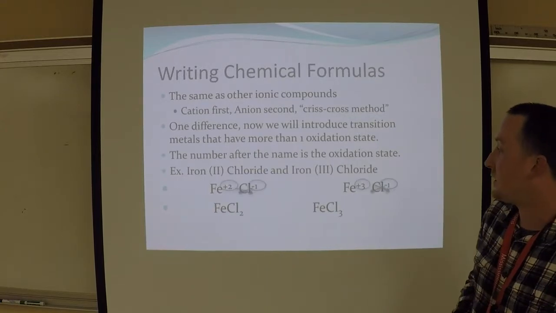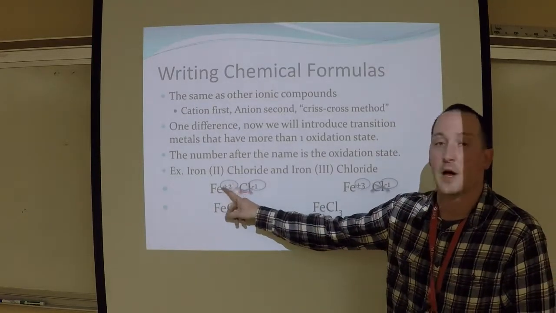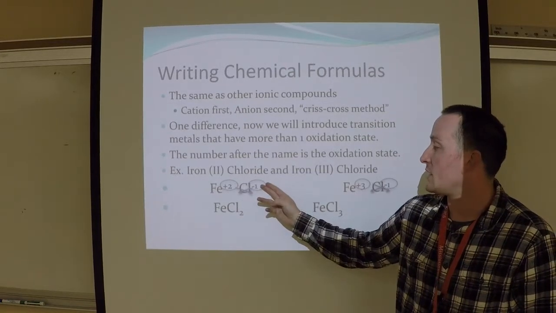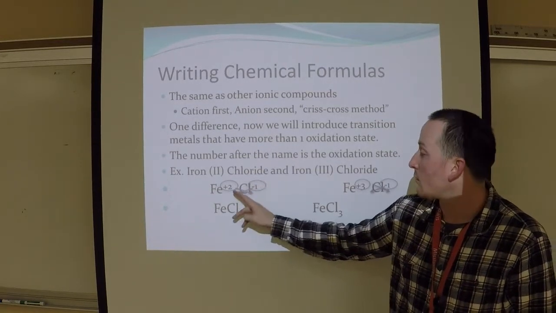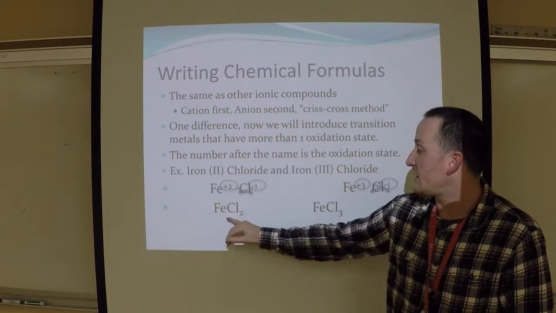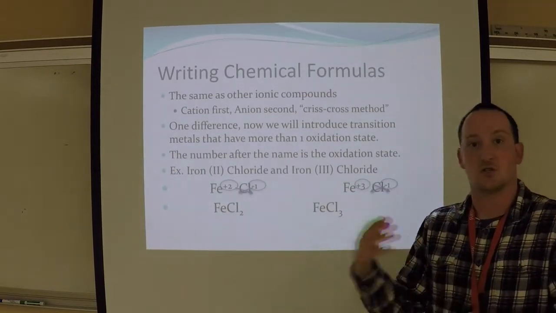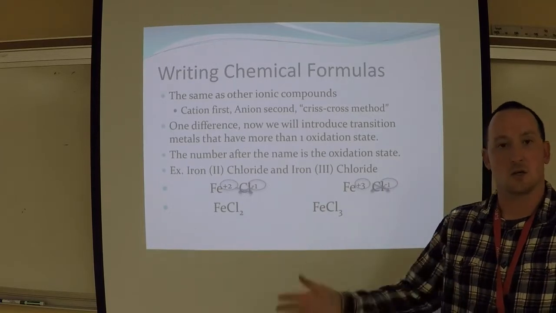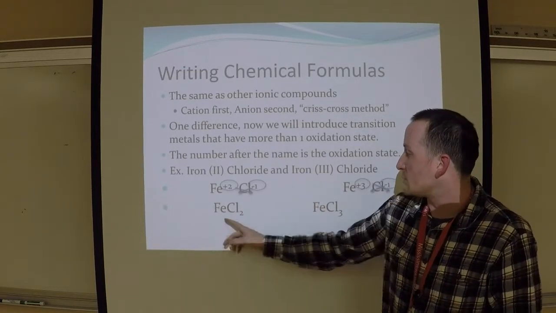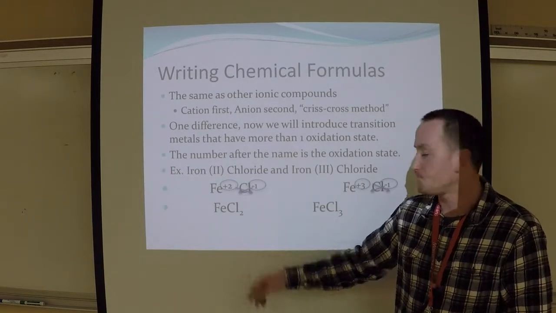So I'm basically going to take the charge of my iron and write it down as a subscript on the chlorine. I'm going to take the charge of my chlorine, which is -1, and write it down as a subscript on my iron. Remember, whenever you crisscross the charges, you don't include the pluses and the minuses. You just include whatever the number is, the absolute value, I guess. So it'd be FeCl2, okay?